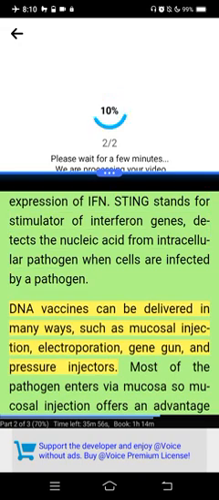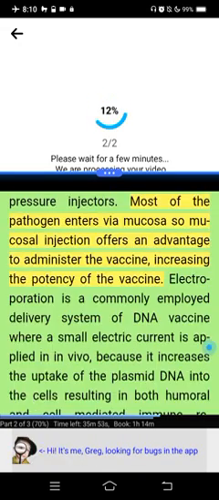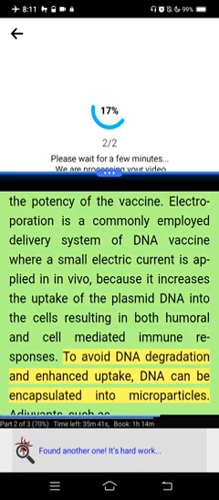DNA vaccines can be delivered in many ways, such as mucosal injection, electroporation, gene gun, and pressure injectors. Most pathogens enter via the mucosa, so mucosal injection offers an advantage to administer the vaccine, increasing its potency. Electroporation is a commonly employed delivery system of DNA vaccine where a small electric current is applied in vivo, because it increases the uptake of the plasmid DNA into the cells, resulting in both humoral and cell-mediated immune responses. To avoid DNA degradation and enhance uptake, DNA can be encapsulated into microparticles.